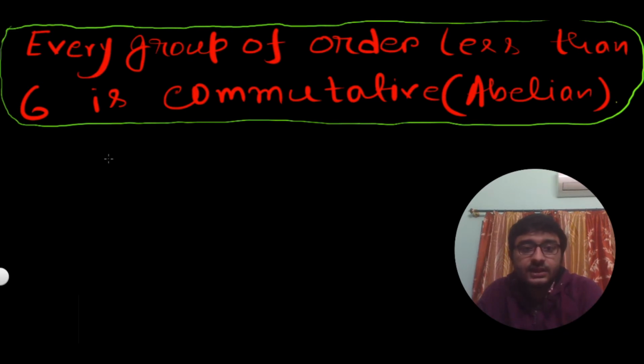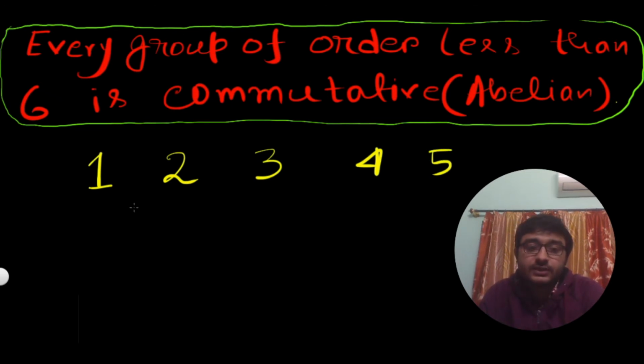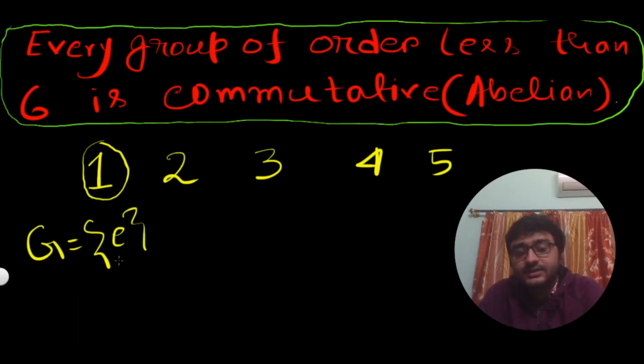So it is given that every group of order less than 6, that means we have 5 options: 1, 2, 3, 4 or 5. That means we need to show that if the order of a group is 1, 2, 3, 4 or 5, then the group will be abelian. Now let us consider the case for 1. If the order of a group is 1, that means it consists only of the identity element. And if it consists only of the identity element, that means it is abelian because its elements will commute.